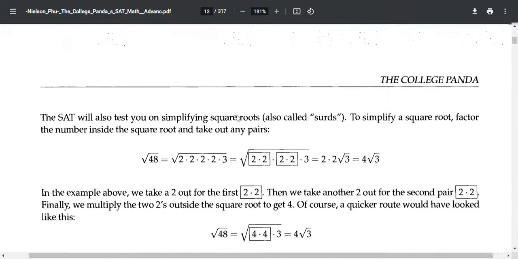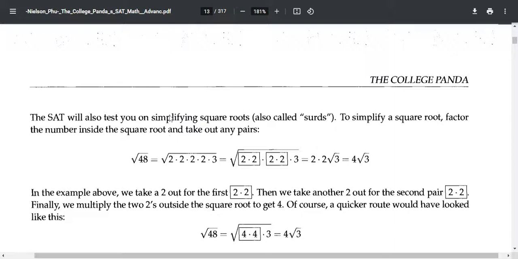Now, moving on to the next, the SAT will also test on simplifying square roots. You have to remember, square roots are also called surds. To simplify a square root, factorize the number inside the square root and take out any pairs. Like the square root of 48: you have to factorize it, 2 into 2 into 2 into 2 into 3. You have to make pairs, 2 pairs of 2 and a 3. So it becomes 2 squared and 2 squared, and the 3 remains inside. When it is present inside the square root, it is present in pairs, and when it is outside, it becomes a single digit. So 2 into 2 root 3 becomes 4 root 3.